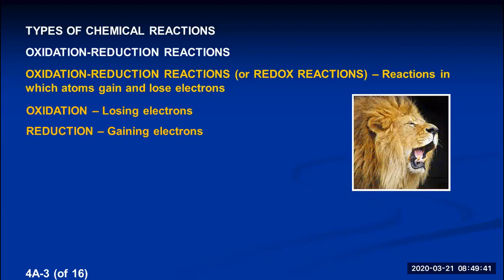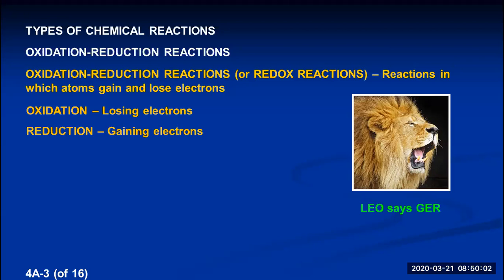One way to remember the definition is to picture a lion, whose name quite often is Leo, and think of Leo says GER: lose electrons, oxidation; gain electrons, reduction. That's actually how I remember those two definitions. So let's start going through our types of reactions.